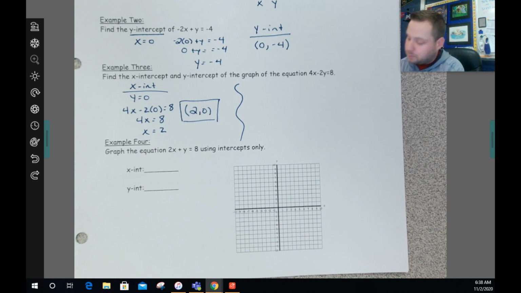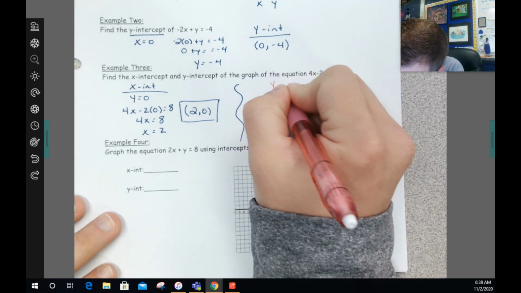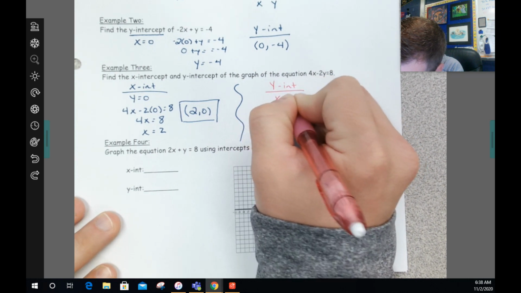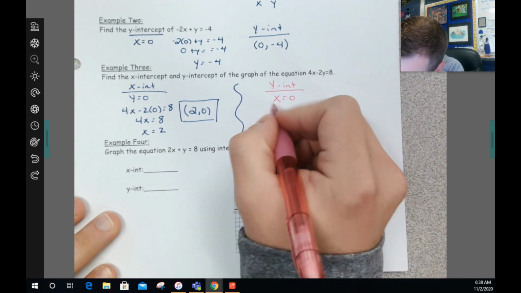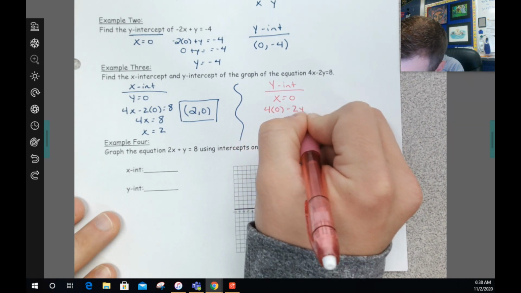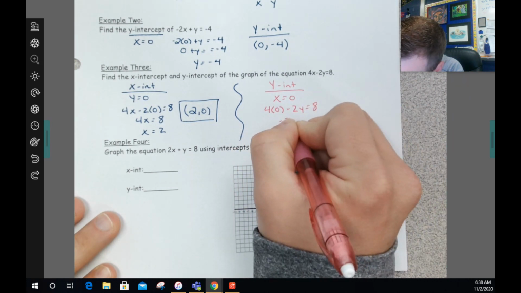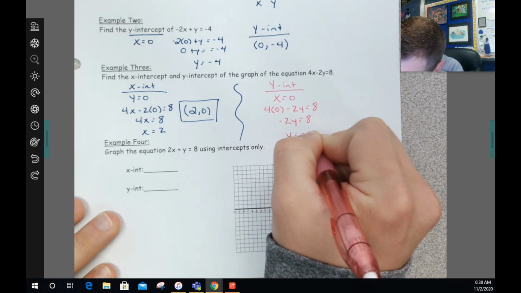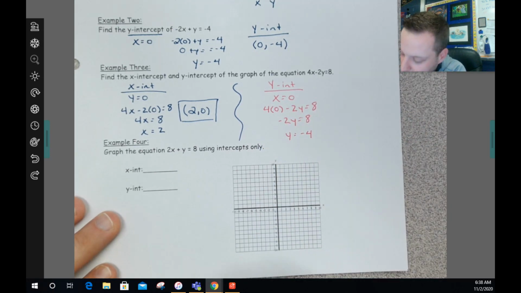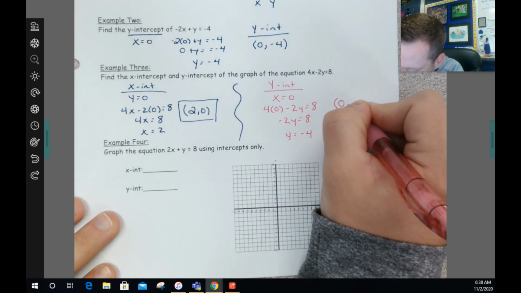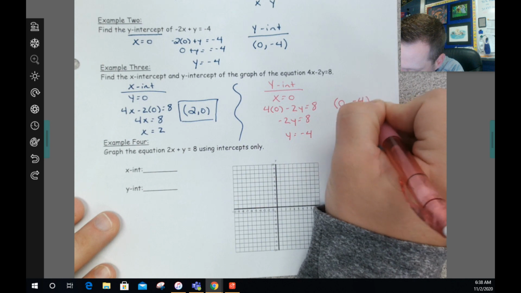Y-intercept, I'm going to go ahead and do in pink. Right away when I see y-intercept, I'm thinking x equals 0. So I go to my equation, plug in 0 for x. 4 times 0 minus 2 times y equals 8. Negative 2y equals 8. Y equals negative 4. And then like I said before, we want to write these as ordered pairs. So my x was 0, y is negative 4.